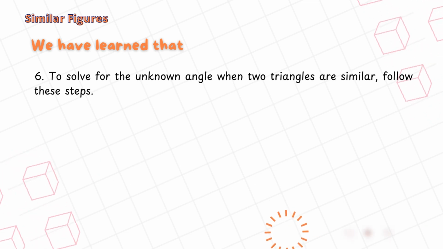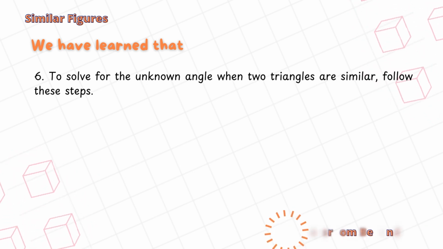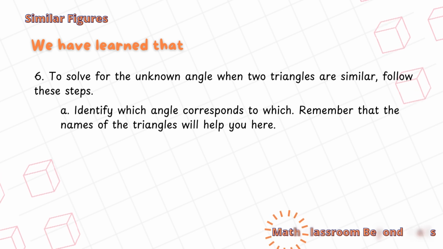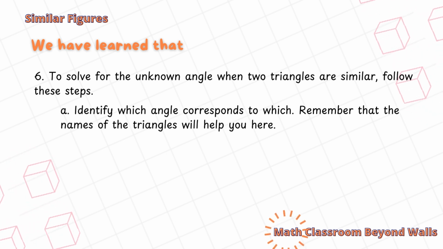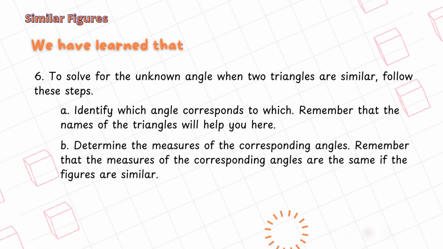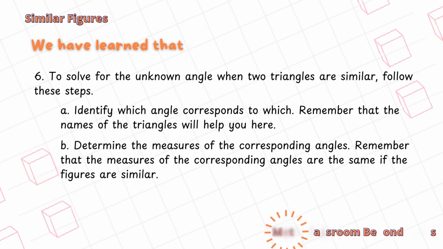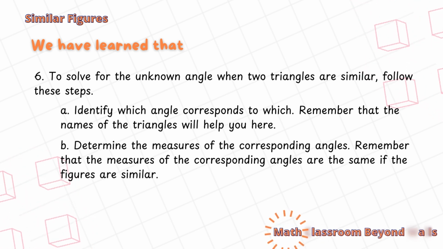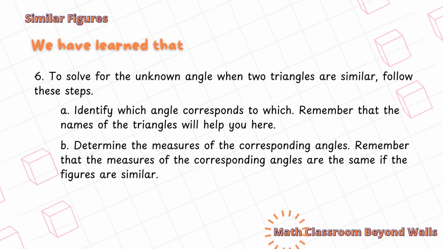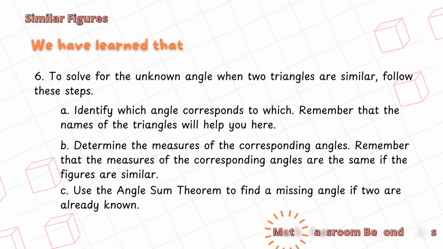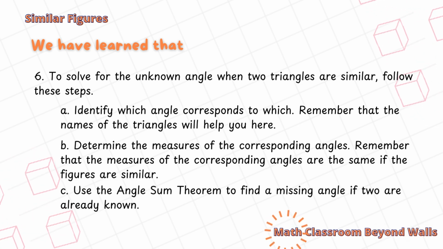Sixth, to solve for the unknown angle when two triangles are similar, follow these steps. A, identify which angle corresponds to which. Remember that the names of the triangles will help you here. B, determine the measure of the corresponding angles. Remember that the measures of the corresponding angles are the same if the figures are similar. C, use the angle sum theorem to find a missing angle if two are already known.